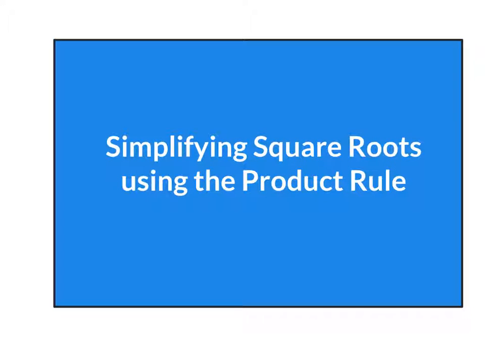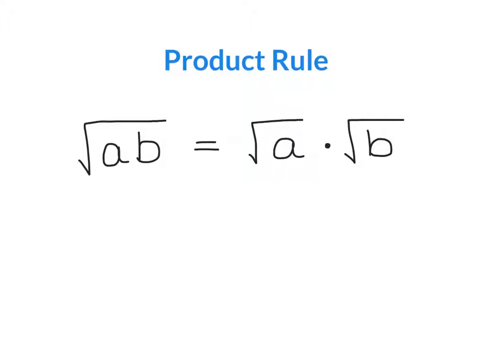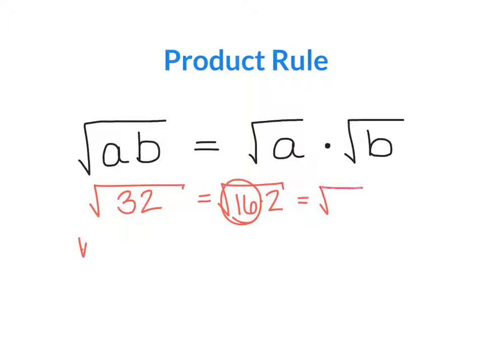Let's look at a few examples on how to simplify square roots using the product rule. So a reminder that the product rule says that if I have the square root of a times b, I can split this into two separate radicals. For instance, if I had the square root of 32, it might be helpful to think, well, 32 is equal to 16 times 2, and then I know the square root of 16. I can break this into two separate radicals. The square root of 16 is 4 times the square root of 2 for a simplified answer.